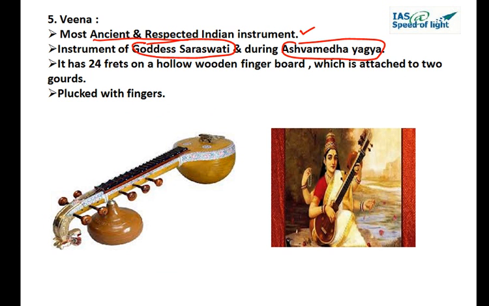It has 24 frets on a hollow wooden fingerboard, which is attached to 2 gourds. So what we studied in Sarod was fretless; now this Veena has 24 frets, which are attached to 2 gourds. So it is easy to identify if you see Veena next time on TV. It has 2 different gourds and looks quite bigger. Here, goddess Saraswati, you can see this instrument is being plucked with fingers, so it is a plucked instrument.